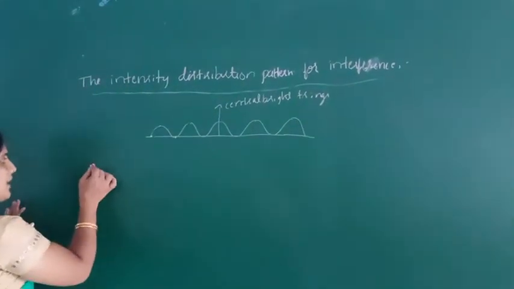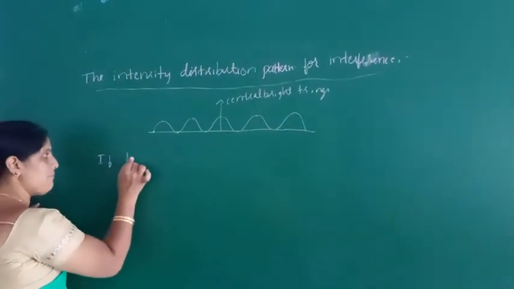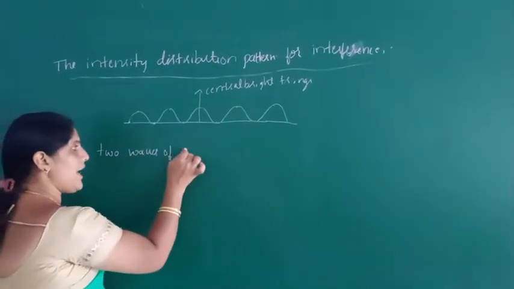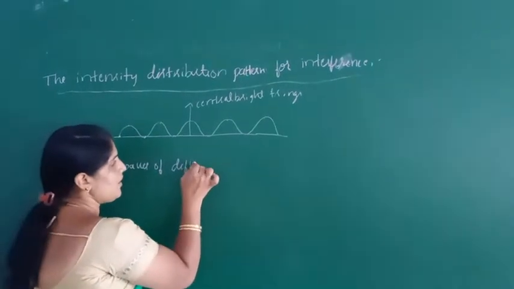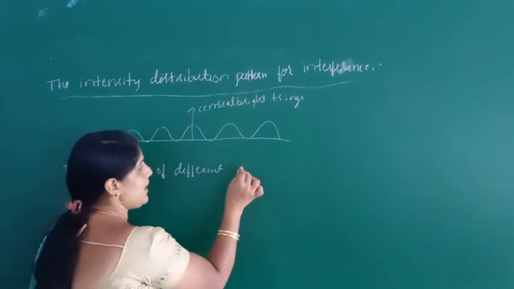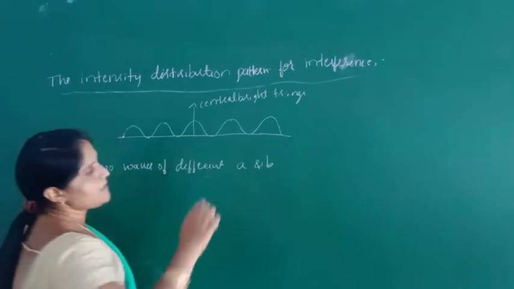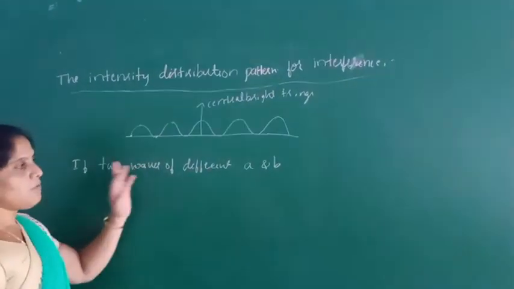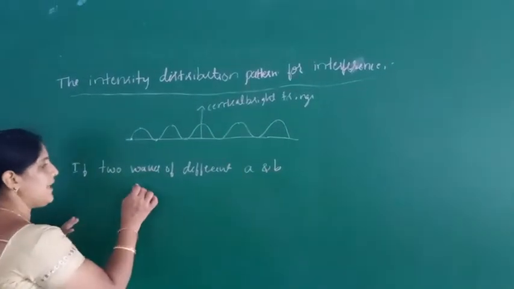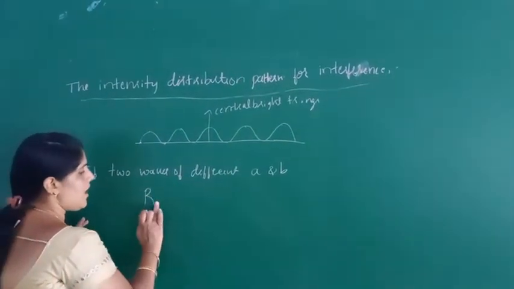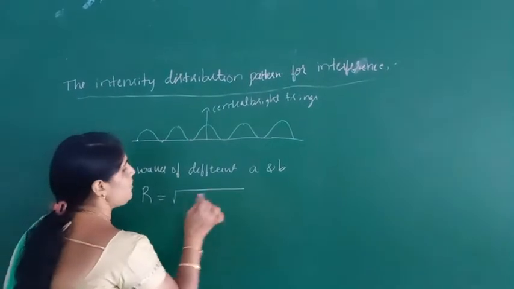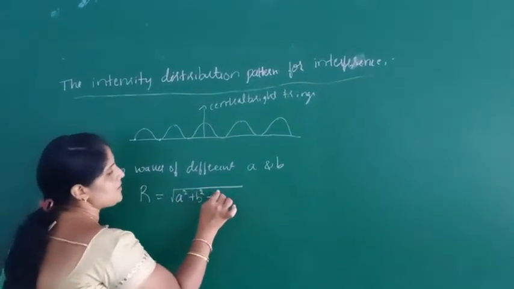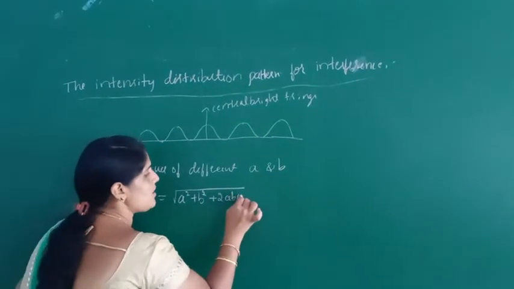Okay. Suppose two waves of different amplitude, say A and B. A is the amplitude of the first wave and B is the amplitude of the second wave. On superposition of these two waves, we will get the resultant amplitude R equal to square root of A square plus B square plus 2AB cos phi.